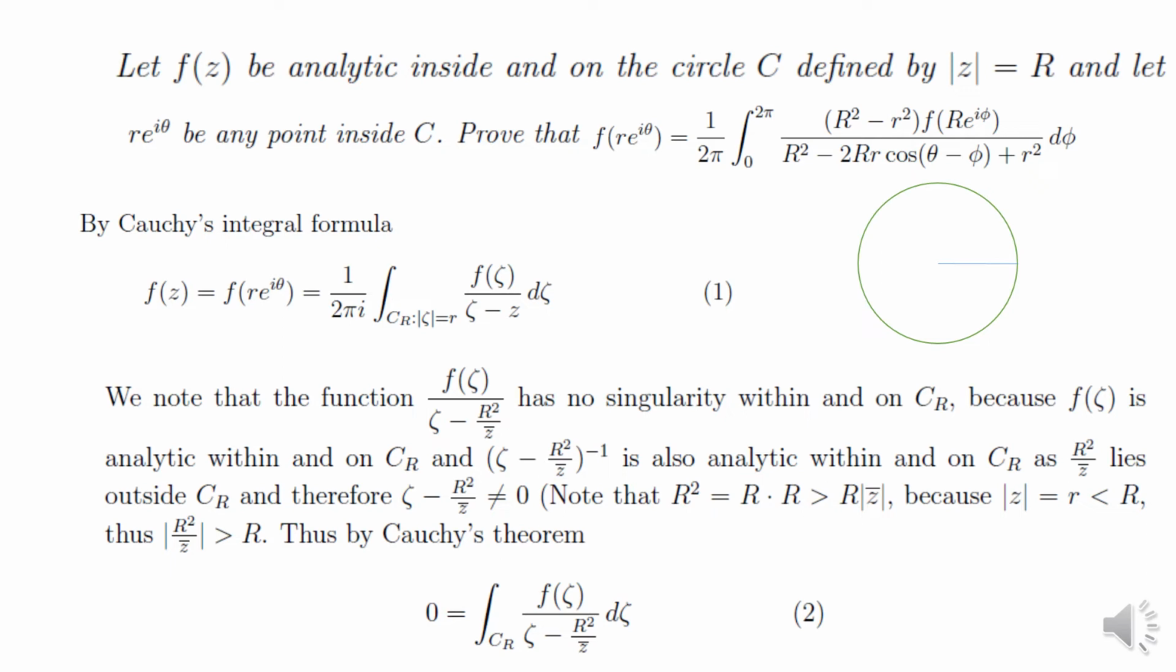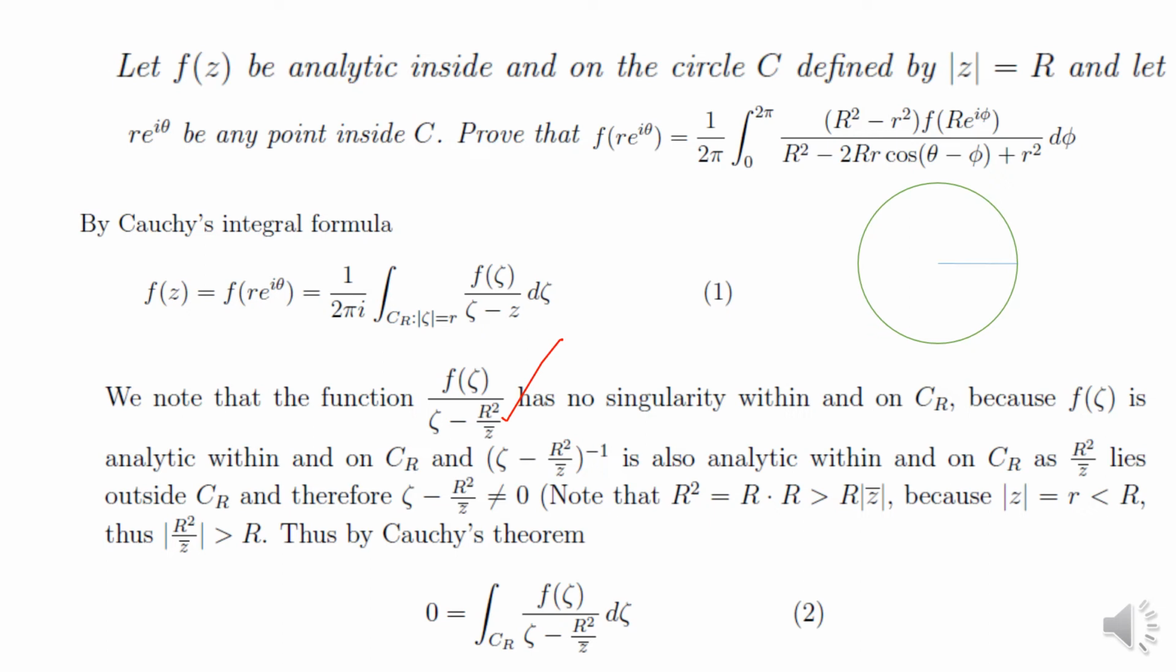In other words we can say that the function f(ζ)/(ζ − R²/z̄) has no singularity within and on C_R, because f(ζ) is analytic within and on C_R. This is given in the question. And the inverse of (ζ − R²/z̄) is also analytic within and on C_R, as R²/z̄ lies outside of C_R, because it is the inverse point, and therefore ζ − R²/z̄ is not equal to 0.